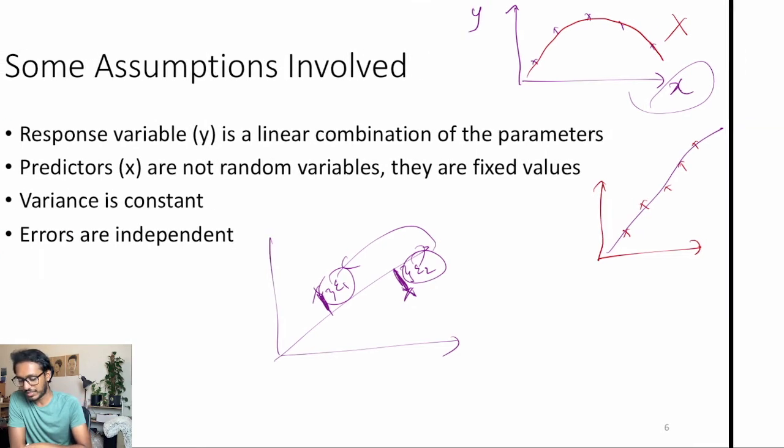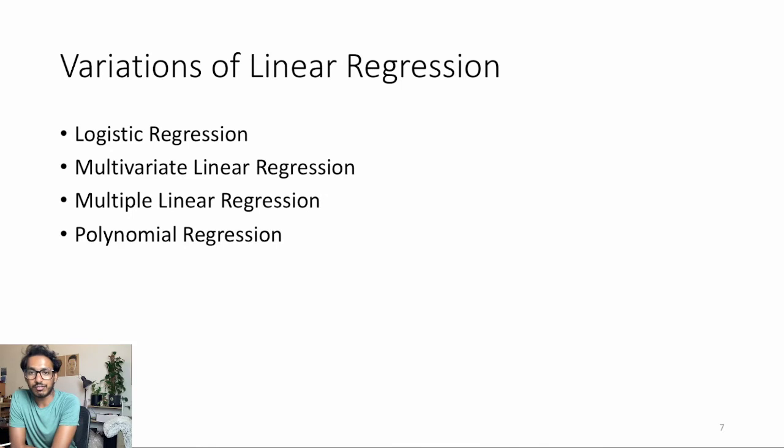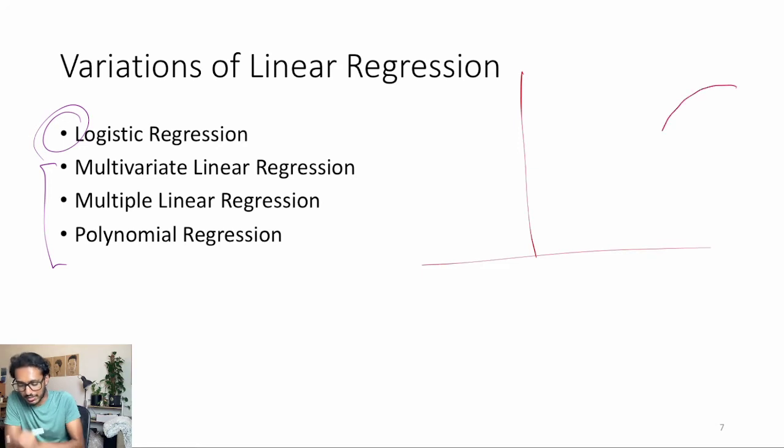Okay, so let's move ahead, and we are now looking at some variations of linear regression. We'll be looking specifically at logistic regression as well, but I will describe what these are, just so that you can have some knowledge of other forms of regression. So logistic regression is just linear regression but sent through a logistic function. A logistic function is something like this, right?